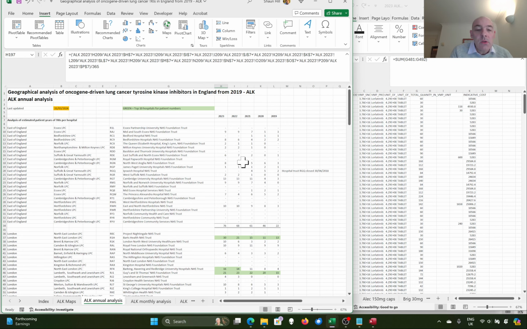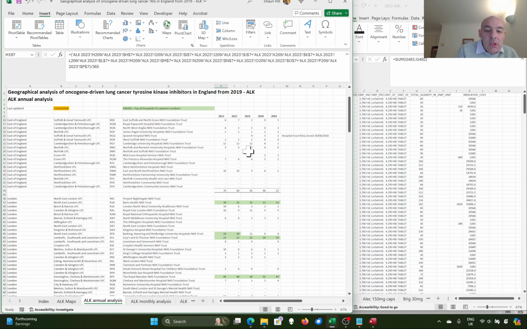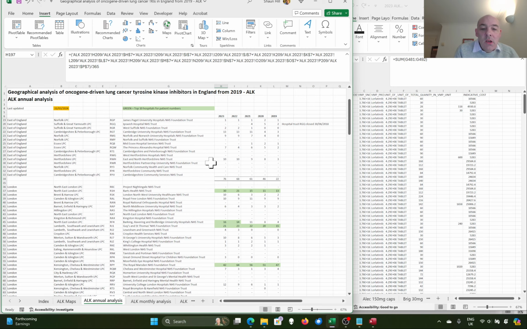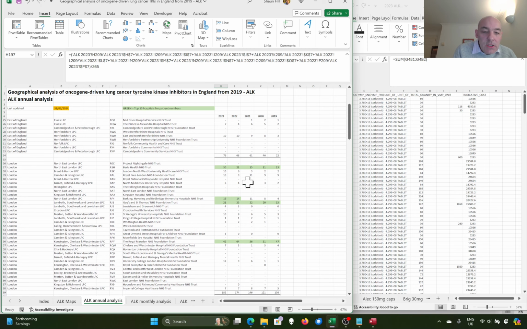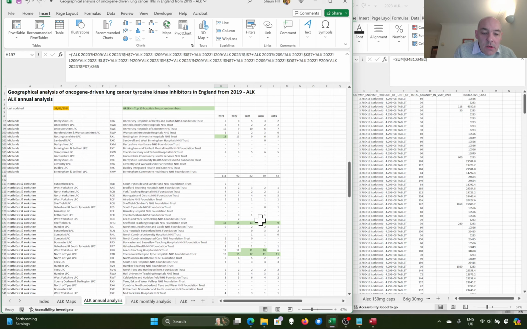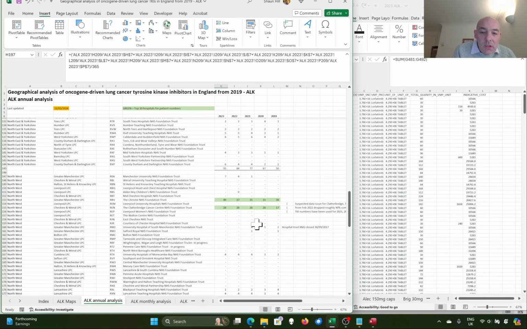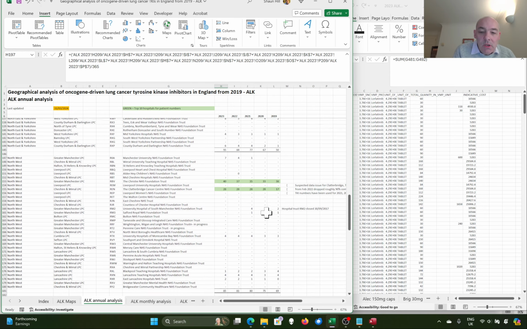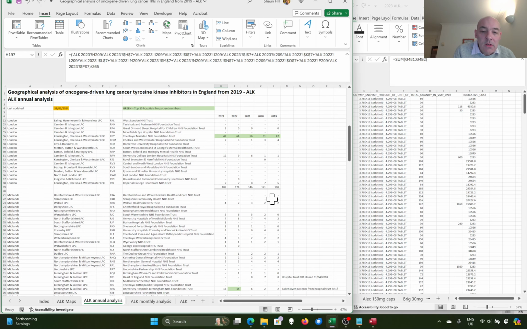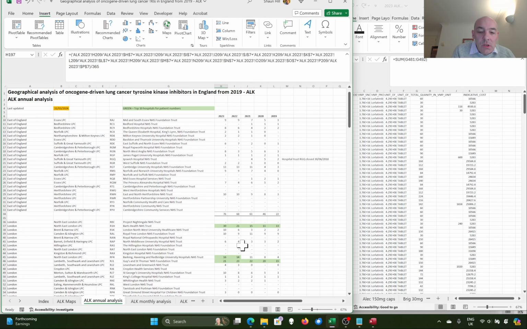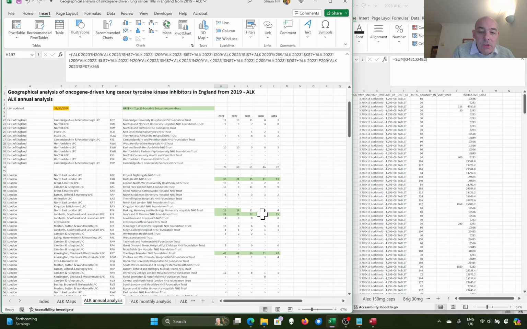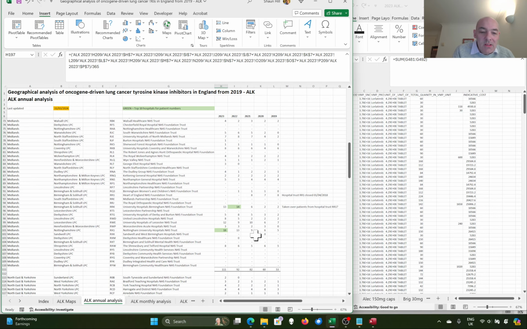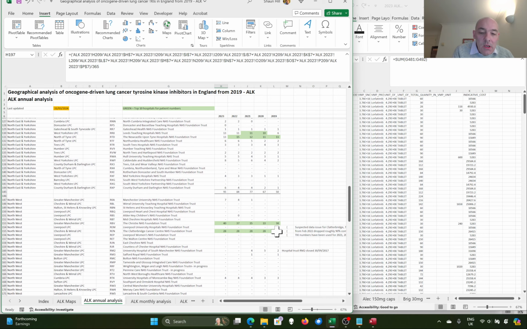ALK annual analysis, that's the one. So I've also done the annual totals for each of these trusts here and highlighted the top 10 trusts for each year in green, and the similar trusts come up year to year of being, not surprisingly, the most commonly prescribing hospital trust. So that is again something that can highlight problems if something strange comes up.